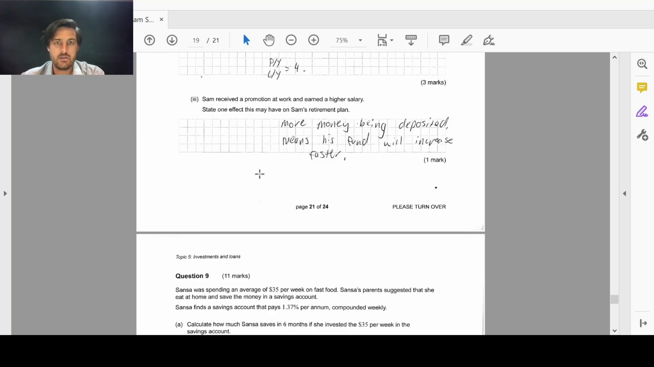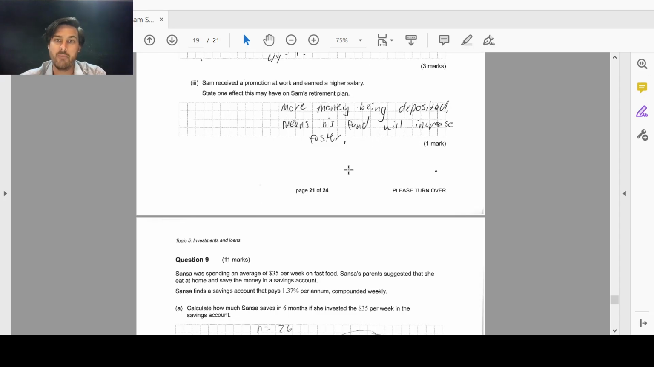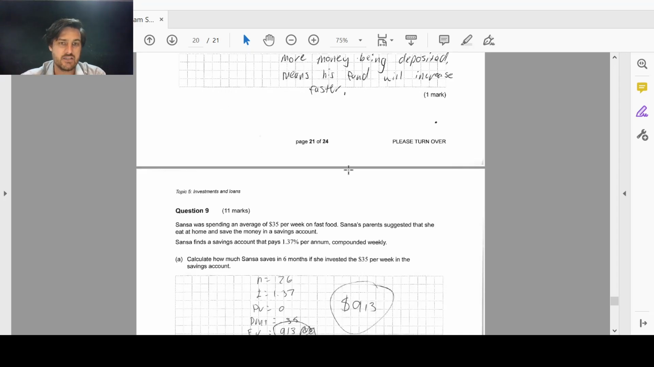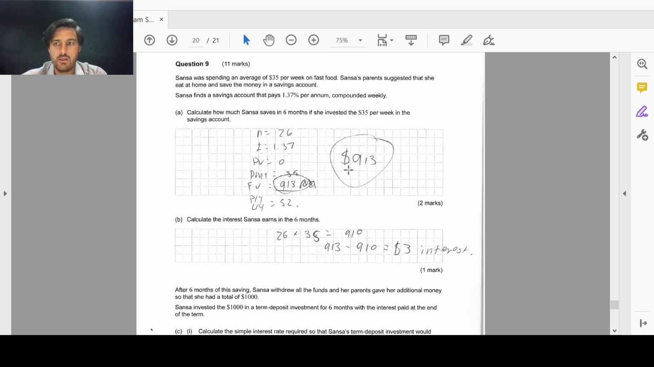All right. Received a promotion, earned a higher salary, state one effect. So there's more money being deposited. If you're earning more money, your employer obviously has to deposit more super, because they have to deposit 10.5% no matter what. So more money, more super, less money, less super. Last question, I think.